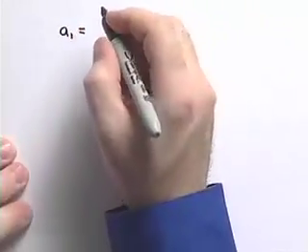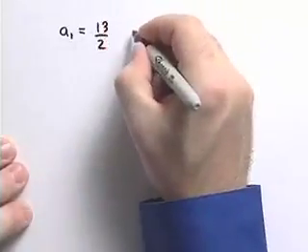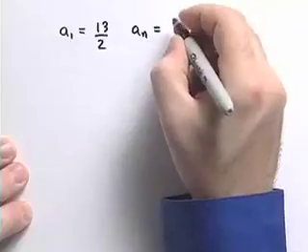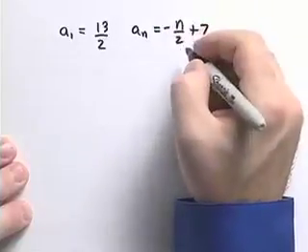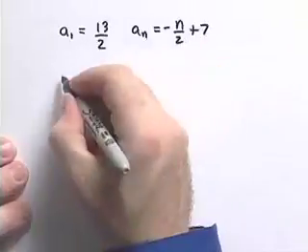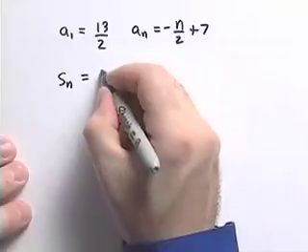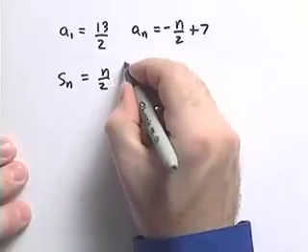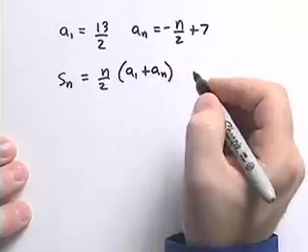I'm just going to rewrite that our first term is equal to 13 halves, and that our nth term is equal to negative n divided by 2 plus 7. That's what was given to us in the first place. For an arithmetic sequence, the sum of the first n terms is equal to n over 2 times the sum of the first and nth terms.